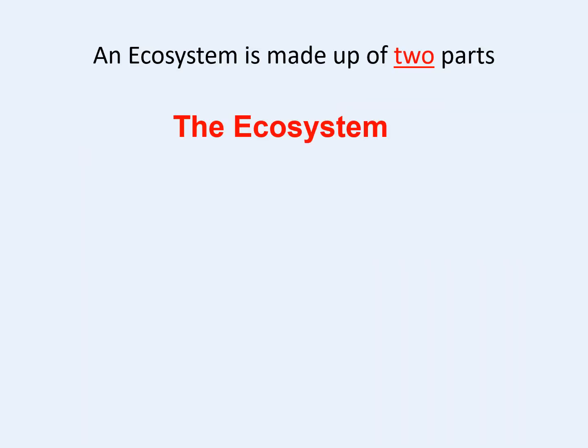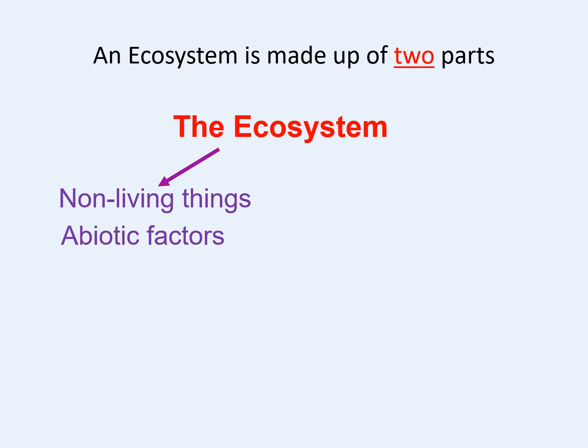So we've already said that our ecosystem is made up of two parts. So pause the video and write down what two parts the ecosystem is made up of. So the first part is the non-living things, which is the habitat. And another word and a way of describing that is abiotic factors. And we need to know that our abiotic factors are our non-living things. And the second part of the ecosystem would be our community, and that is all of our living things.